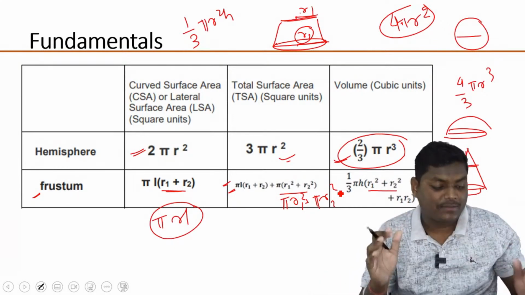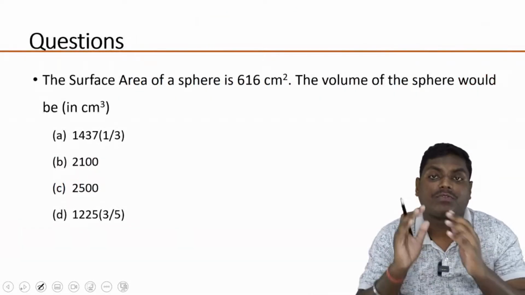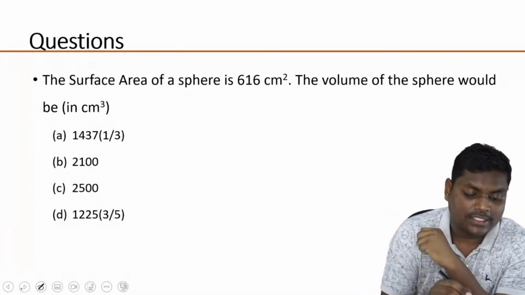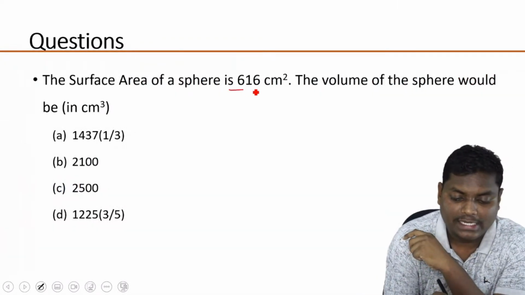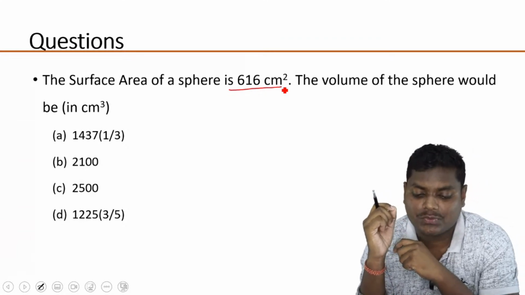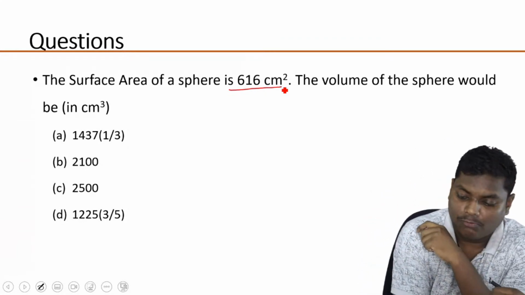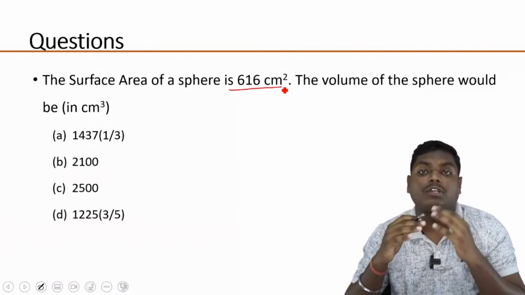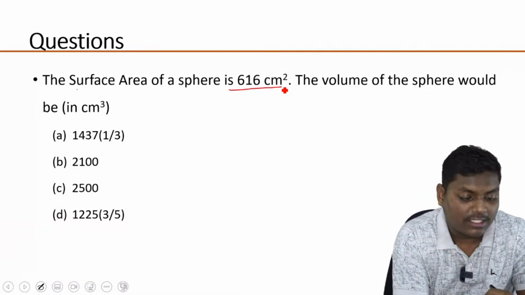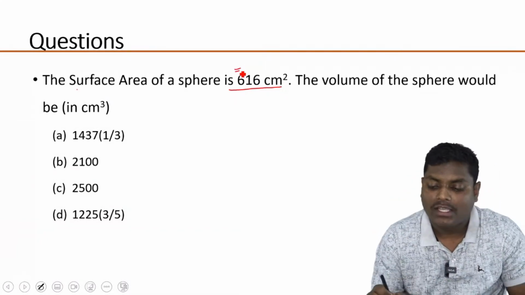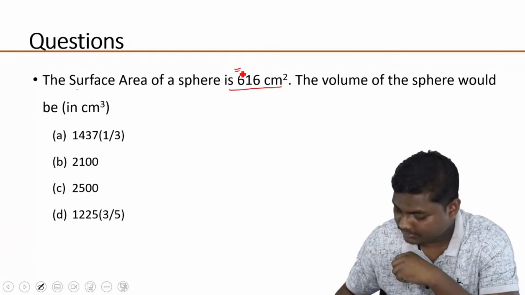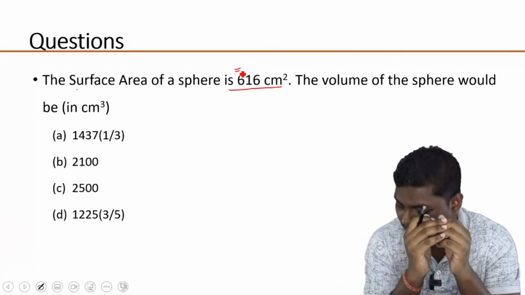So with this, let's begin with the questions. This is the first question that I'm posing in front of you. The surface area of a sphere is 616 centimeters square. The volume of the sphere would be how much? In the question, the surface area of the sphere is given to you, and it is asking for the volume of the sphere. Try solving this question.